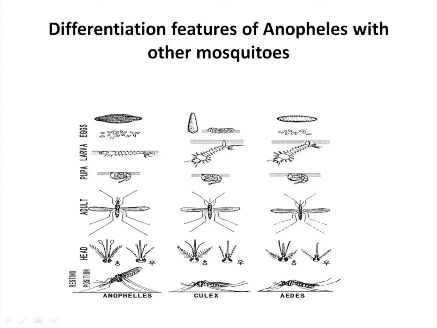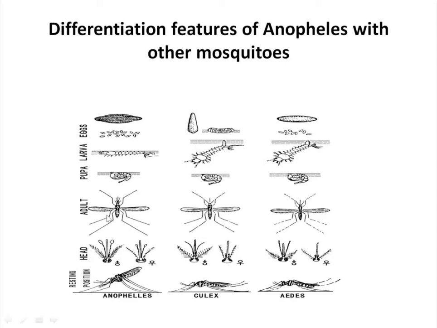Anopheles eggs usually lie separately, individually, single, whereas the other mosquitoes lay them in groups. So you can see here, they lie in groups. Next, the larvae. I told you Anopheles lies parallel to the surface of water. Here you can see these two other groups lying at an angle, and they have a siphon tube here for respiration.